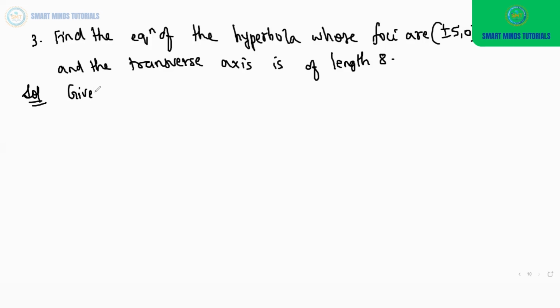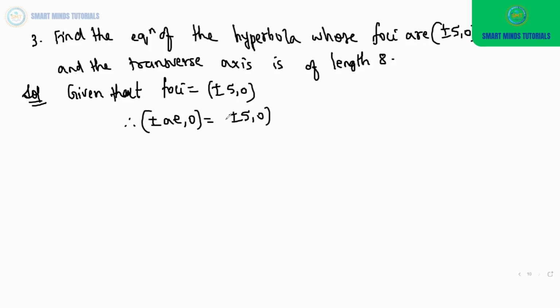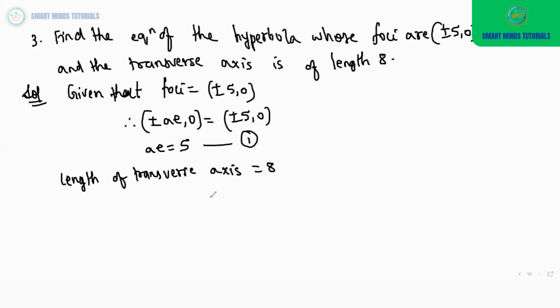First you write down, given that foci is equal to plus or minus 5, 0. What is the foci formula? Therefore, plus or minus ae, 0 is plus or minus 5, 0. So ae is equal to 5. Let this be equation number 1. Now what else is given? Transverse axis is of length 8, means length of transverse axis is given. Length of transverse axis is 8.